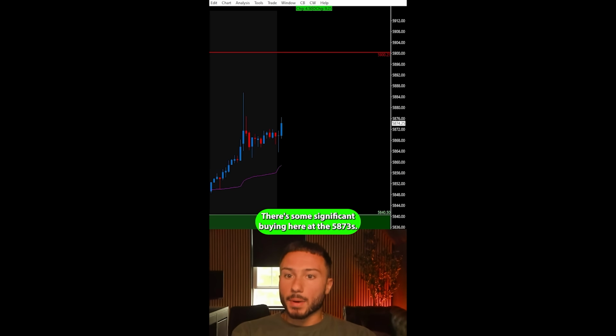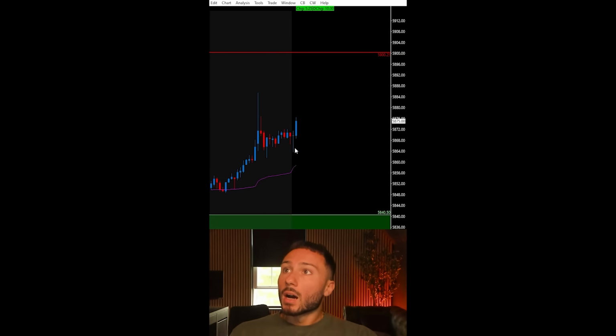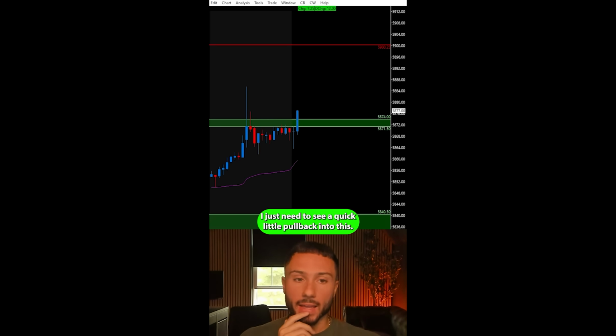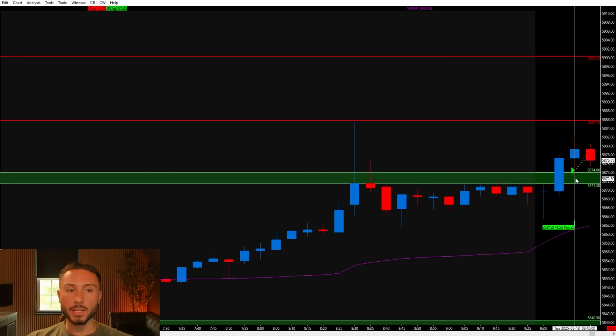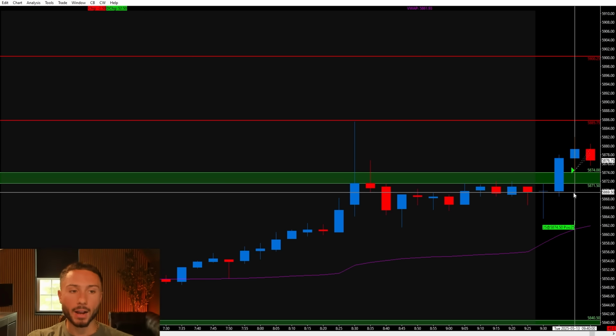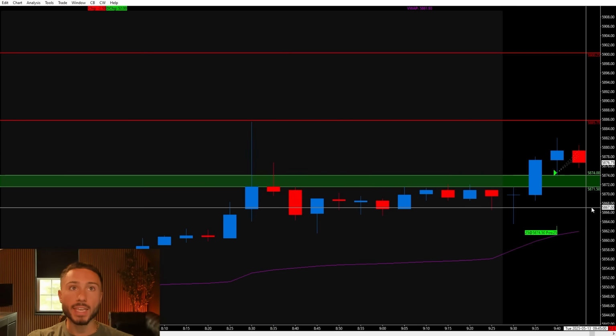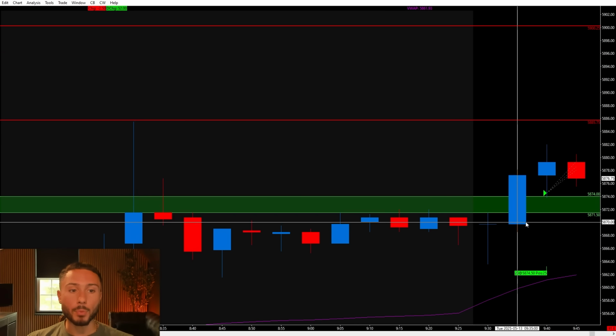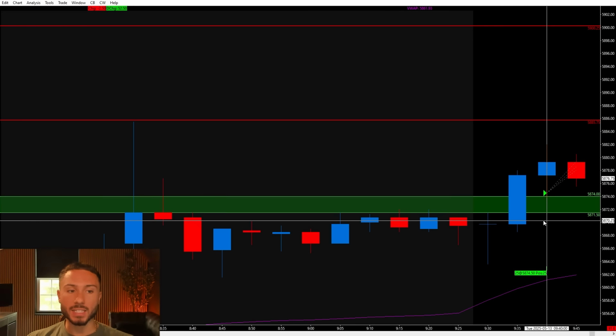There's some significant buying here at the 58.73s. I don't have any supply. I don't have any resistance till the 5900s. I'm really looking to get long here, 58.74 to 58.71s. I just need to see a quick little pullback into this. Here's the level of interest, 58.74, and here's the market pulling back where I got long 25 ES contracts at 58.74, placing my stop loss under the 58.70s.